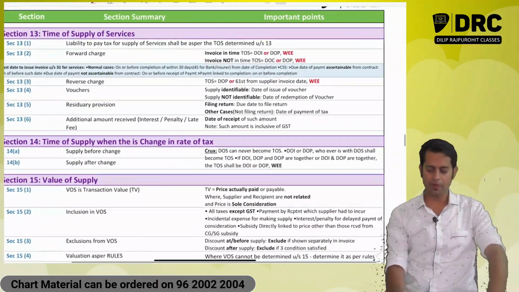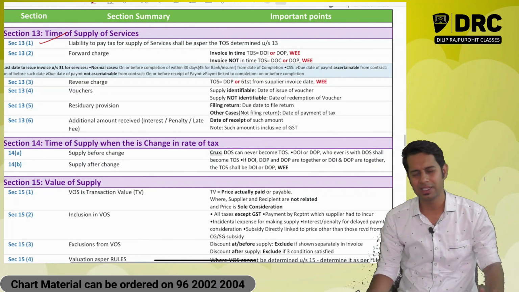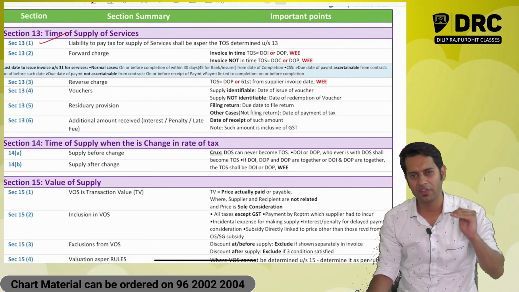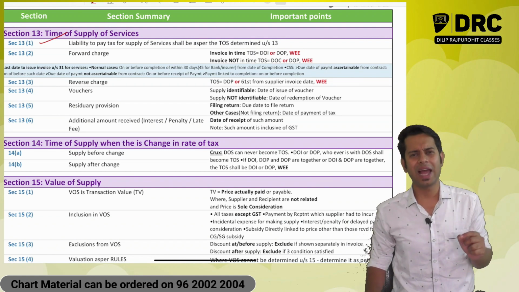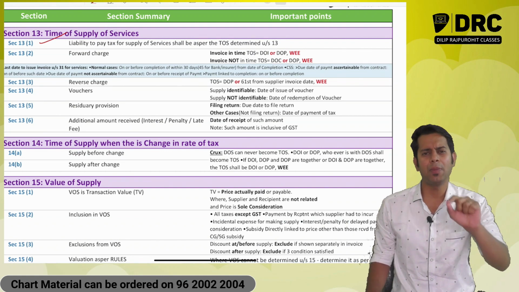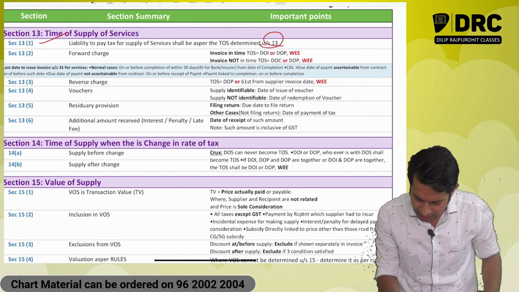Then section 13, time of supply of services. For time of supply of services, again section 13(1), 13(2), 13(3), 13(4), 13(5), 13(6). Section 13 subsection 1 says the liability to pay tax for supply of services shall be the time of supply as determined under section 13.